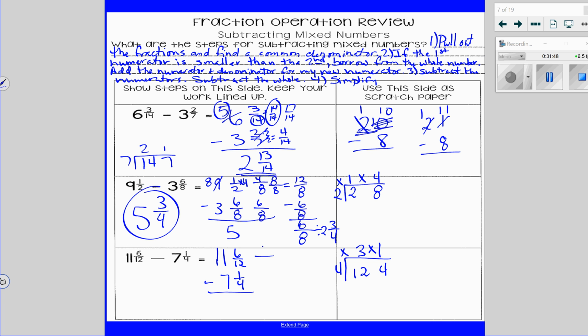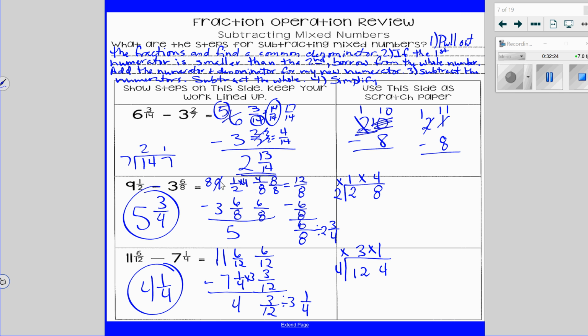So this one stays the same. What do I do to 4 to get to 12? Times 3. And 1 times 3? 3. Can I do 6 minus 3? Yes, I get 3 twelfths. Can I simplify that? Yes. By? And I get 1 fourth. Then 11 minus 7? 4. So my answer is 4 and 1 fourth. Any questions?